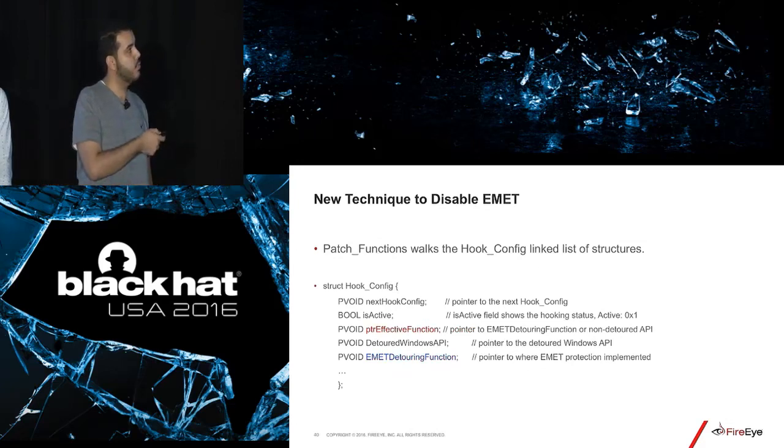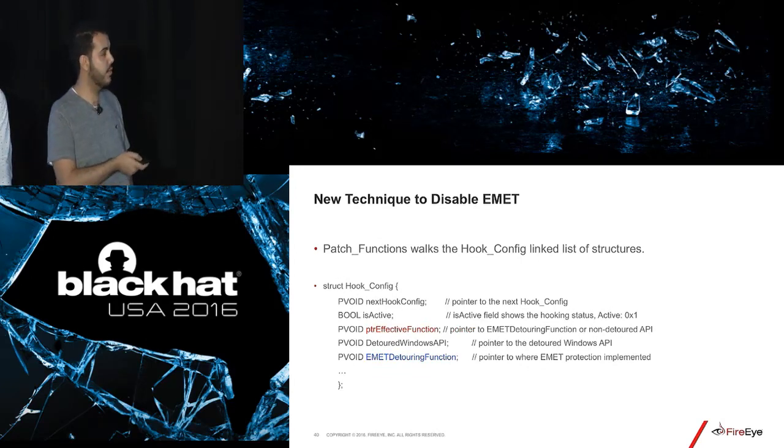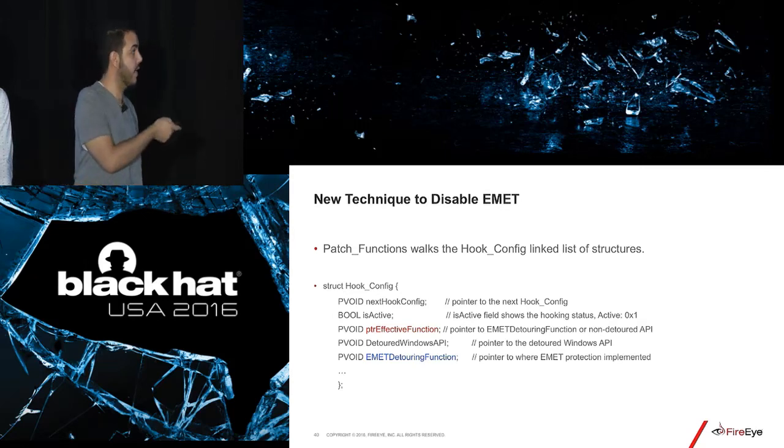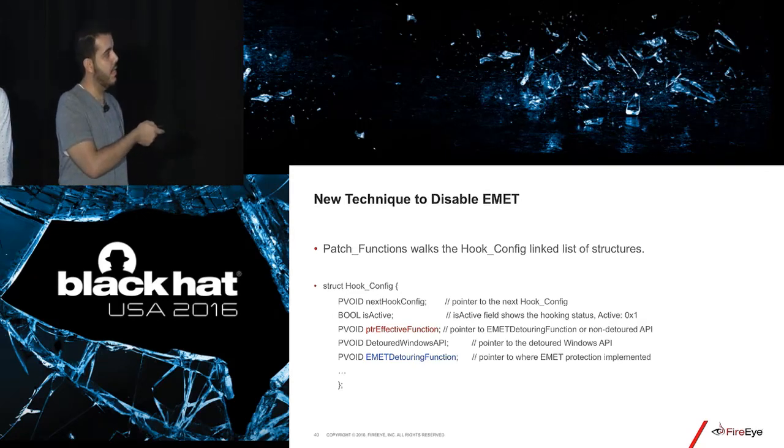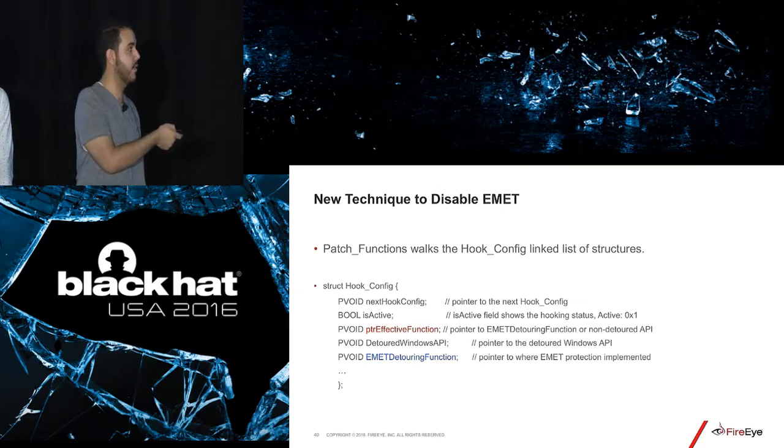Within the patch function, which does the actual unhooking and removing of the installed hooks or detours, it walks through a linked list of the hook config data structure. And here we describe this data structure. There is a pointer to the next hook, the next node in this linked list, and there is a status, is active. If it's active, then it's 1. If not, it's 0. And there is a pointer to the effective function.